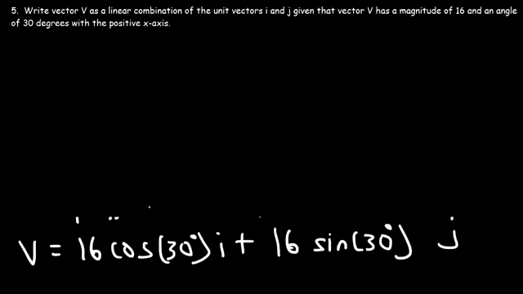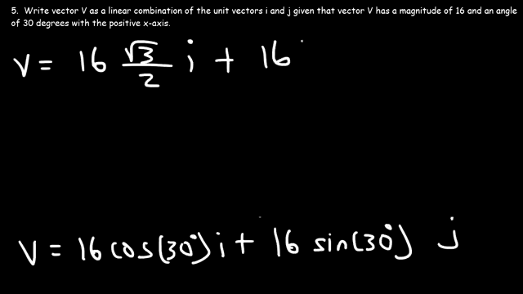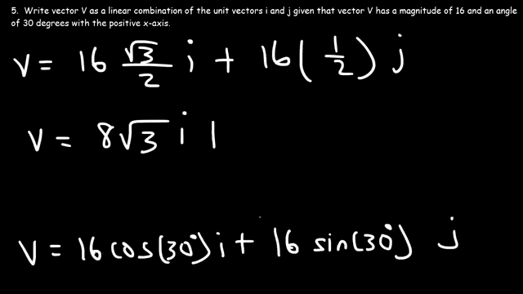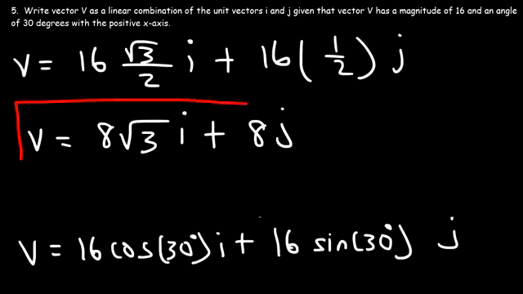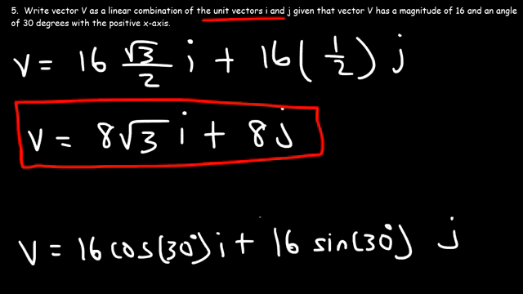So what is cosine 30? Cosine 30 is the square root of 3 over 2. Let's not forget to put the unit vector i. And sine 30 is 1/2. So now 16 divided by 2 is 8. So I'm going to have 8 square root 3 times i. And half of 16 is 8 as well. So that's going to be plus 8j. This is the answer. So that's how you can express vector v in its component form using the unit vectors i and j if you're given the magnitude and the angle.